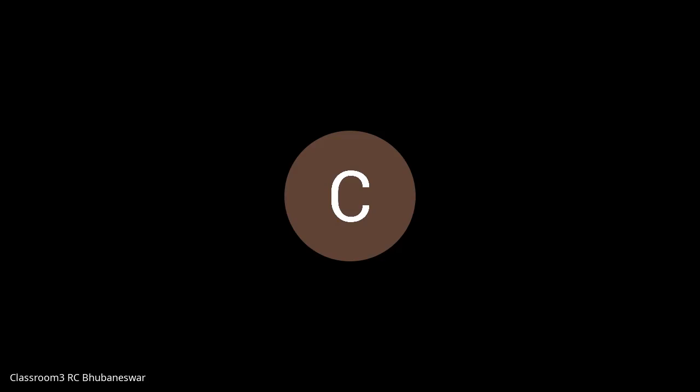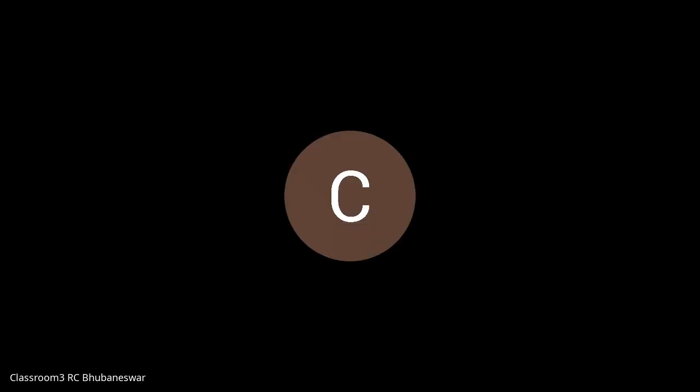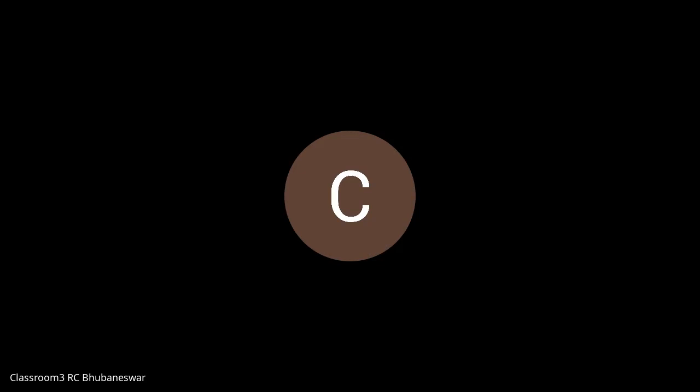Then Chinmay Ranjan Sahu. Expression tag, what is the expression tag used for? The expression tag is used to run a program within your current program, like date and time. Yes. So suppose your program output is coming with this particular time and date. So this is called the expression tag. Means you can directly get the output.